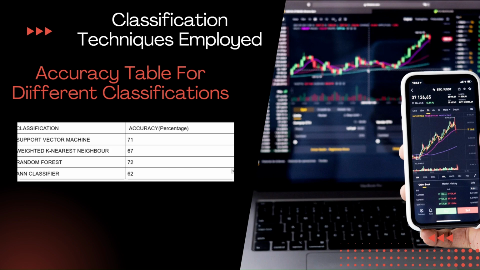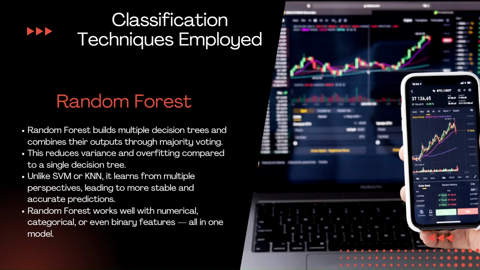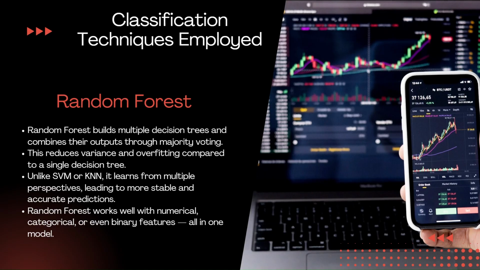So about the classification techniques utilized for the sentiment analysis, we tried different approaches, and as you can see, we got the best accuracy for the random forest classifier. Also, we tried SVM, but its high computations made us lean more towards the random forest classifier. So how does the random forest classifier work? It combines the outputs of many decision trees and uses majority voting to find the final classification. Unlike SVM or KNN, it learns from different perspectives, taking the classification of each decision tree.